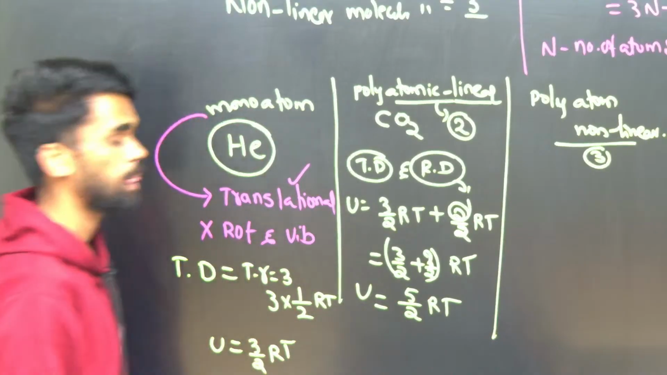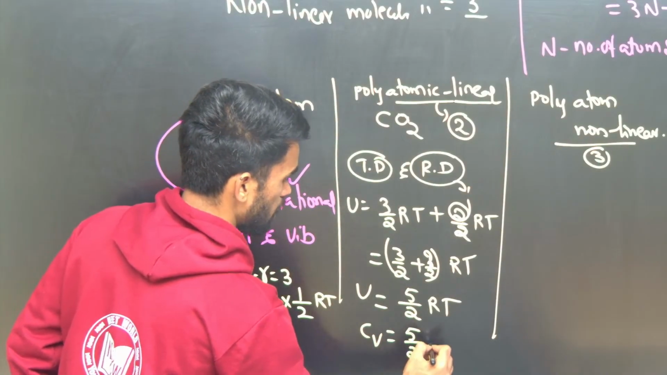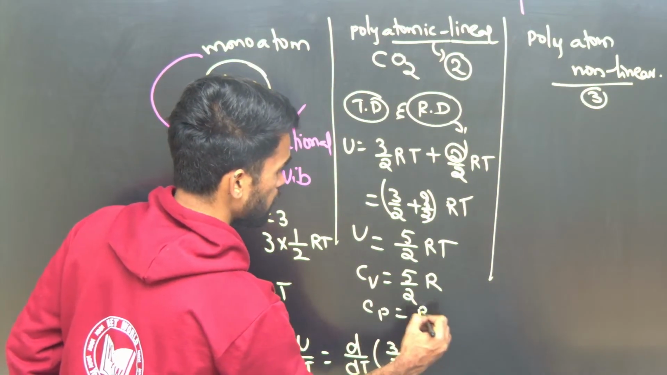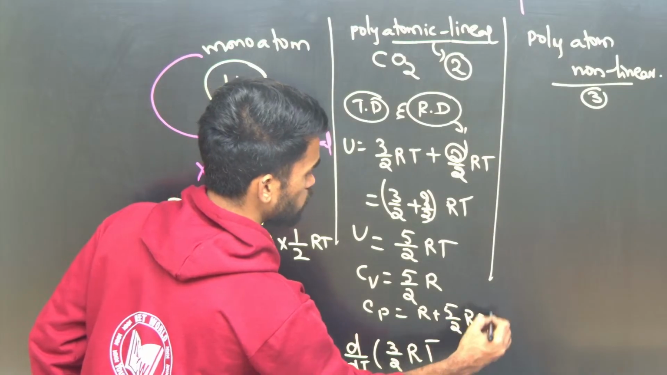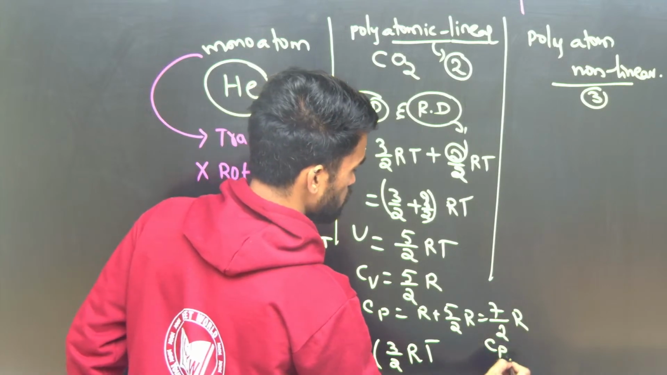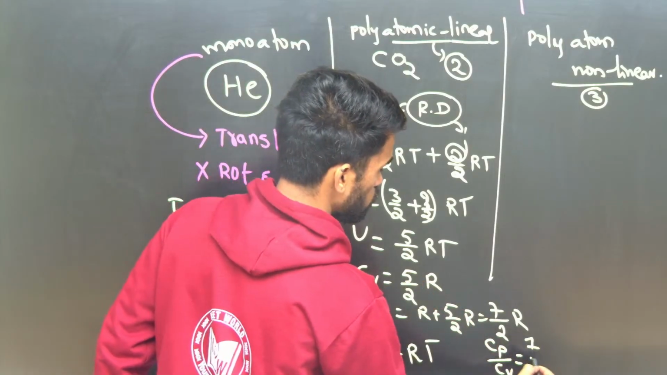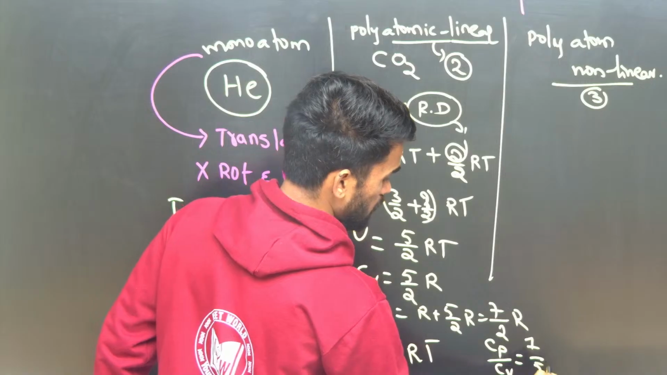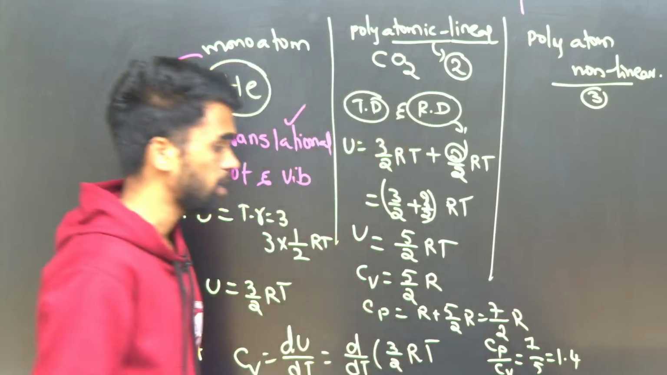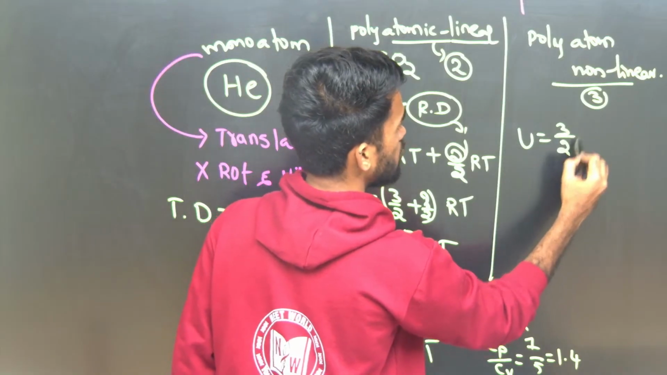So this will be the U. Therefore CV becomes 5/2 R. Again CP becomes R plus 5/2 R, that is 7/2 R. Now CP by CV will be just the ratio of 7/2 by 5/2, that is 7/5 remaining. Therefore this will be 1.4.